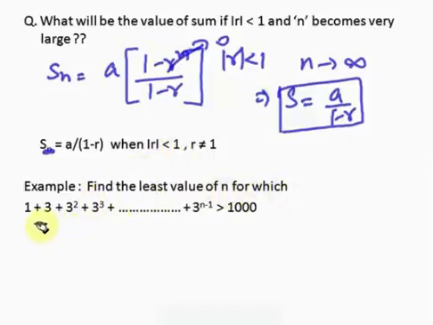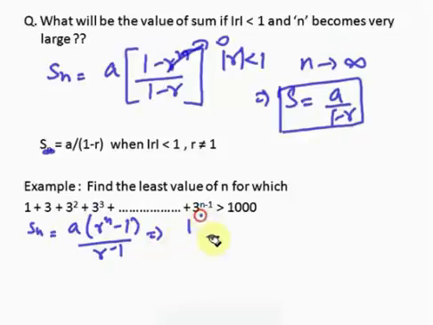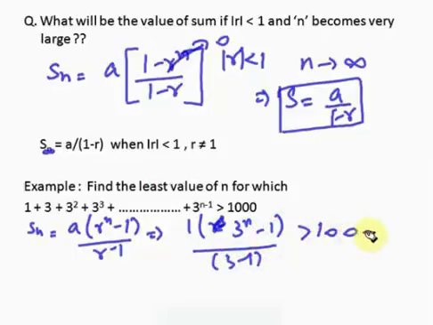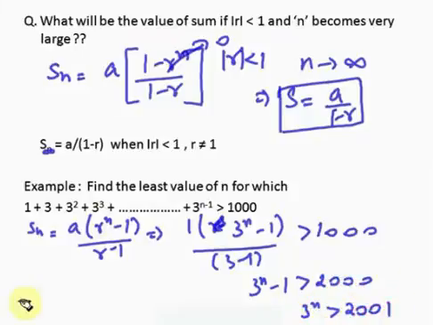Find the least value of n for which this equation holds true: 1 plus 3 plus and so on, is greater than 1000. This is a GP with the first term equal to 1 and the common ratio 3. So the sum of n terms is Sn equal to A into (R to the power n minus 1) upon (R minus 1). A is equal to 1, R is 3: (3 to the power n minus 1) upon (3 minus 1) is greater than 1000. That means 3 to the power n minus 1 is greater than 2000, which implies 3 to the power n is greater than 2001.